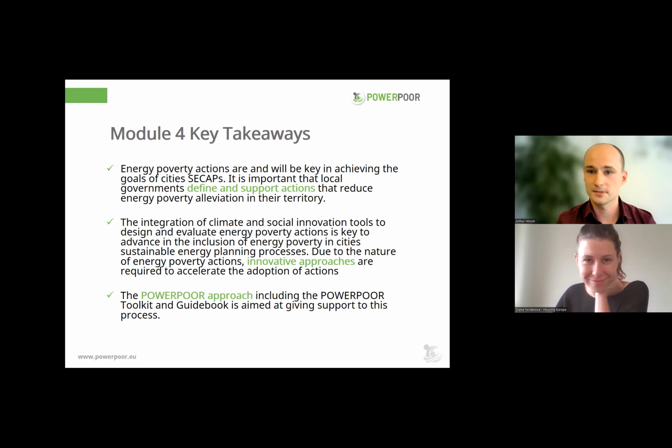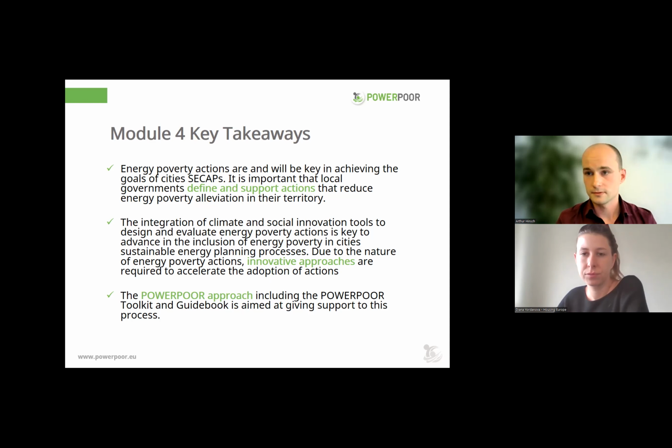Quick takeaways. Energy poverty actions are definitely integrated into CCAPs. There's a lot of value in doing that and having clear targets and clear actions, and in co-creating these actions. It's important that local governments are behind it. It's very important to use methodologies such as these. You don't necessarily have to use only these methodologies, but it's important to have methodologies that enable bringing different people to the table to have co-created actions that can be integrated into a report.